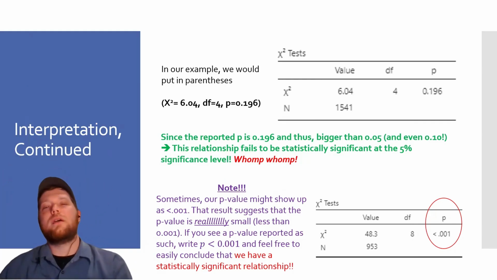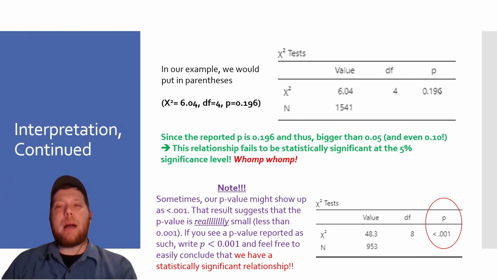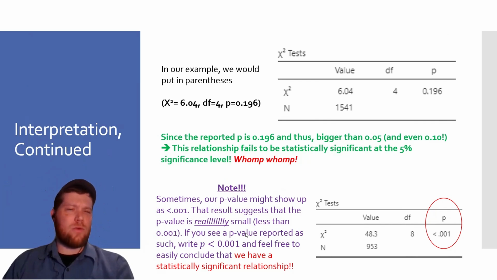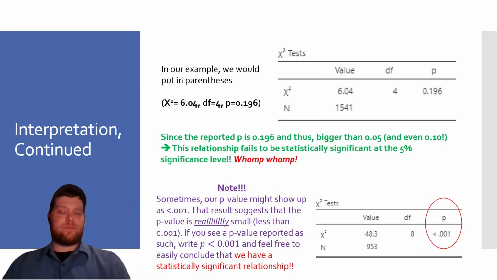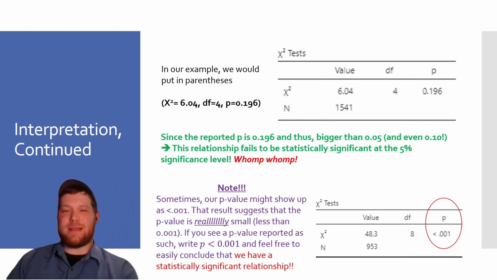Now, sometimes I'm going to get a p-value that's actually going to look like this: less than 0.001. What that is telling us is that the p-value is really small. Super small, so that really any significance level we want to test at, the p-value is going to be smaller than that. And so we can easily conclude that we have a statistically significant relationship existing here.